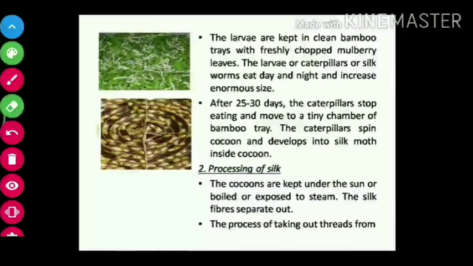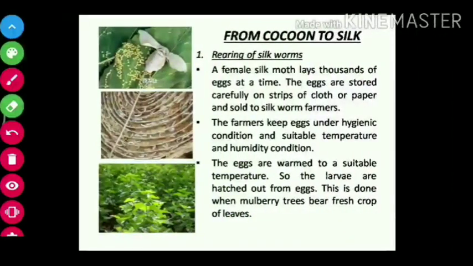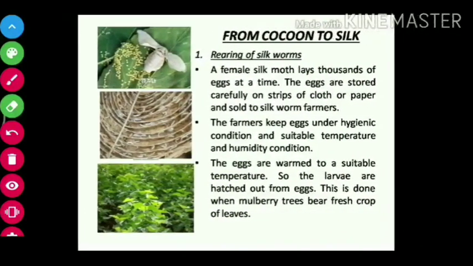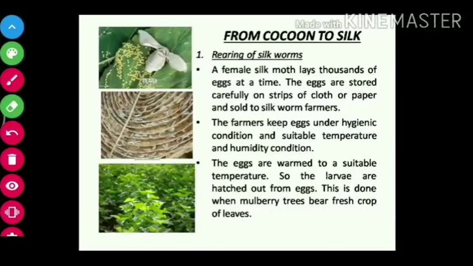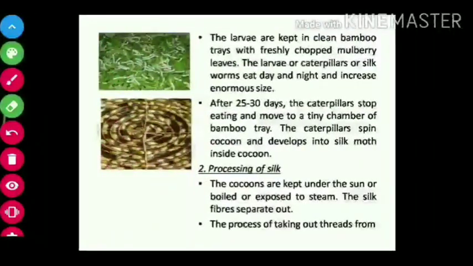Next, the larvae are kept in clean bamboo trays, like we have seen here, with freshly chopped mulberry leaves. Look at here, mulberry leaves are kept, and above that the caterpillars are kept. So these caterpillars eat these leaves day and night and increase in enormous size.